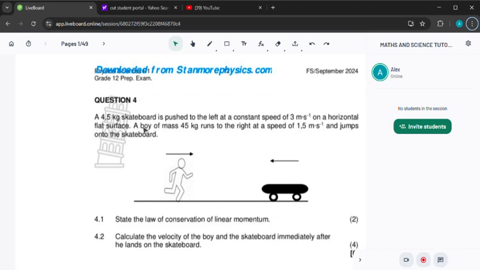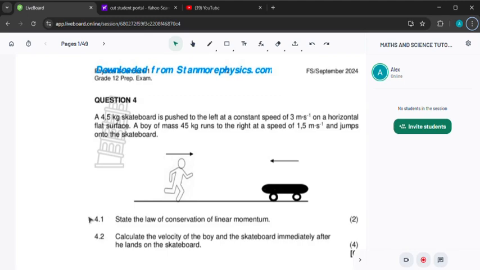And they are now saying a boy of mass 45 kilograms runs to the right. To the right is the direction of the boy, and the mass of the boy is 45 kilograms, at a speed of 1.5 meters per second. So that is the initial velocity of the boy. And after that, the boy jumps onto the skateboard. Right. So immediately when the boy jumps on the skateboard, it simply means that the final velocity of the boy and the final velocity of the skateboard are equal, right? So the velocities are equal after.